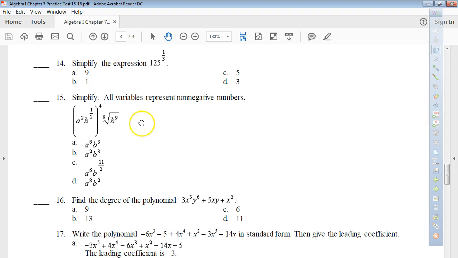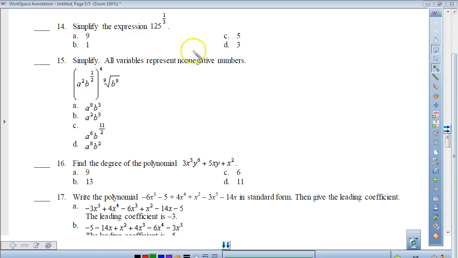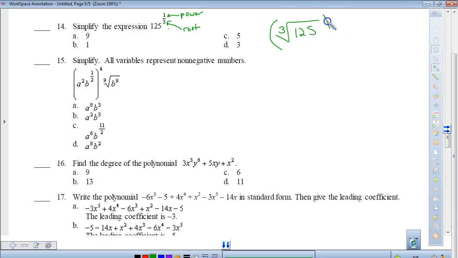And this one will start with number 14, which asks us to simplify the expression 125 to the 1/3 power. We talked in class about the fractional exponents. We said we're going to raise it to this power, and we're going to take this root of it. And I generally do them in the reverse order. I'll take whichever root and then find the power. So we need to find the third root of 125, and then we'll raise it to the first power.